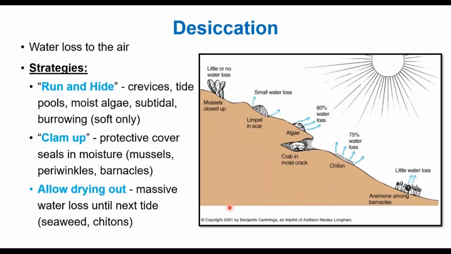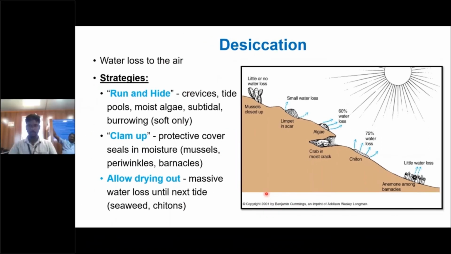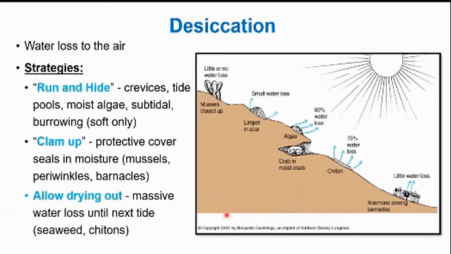And the next one is desiccation, which is the loss of water to the air. There are certain strategies adapted by these intertidal organisms. One is run and hide. Mostly mobile organisms, like a crab, can hide inside a moist crack, right, or under the crevices. And then there are shelled organisms with less water loss, like mussels and limpets. But there is algae which has to lose almost 60% of its water, and then wait for the next tide to come in.